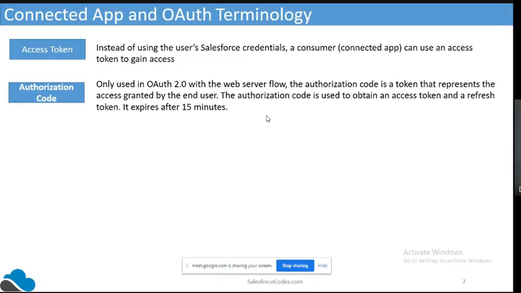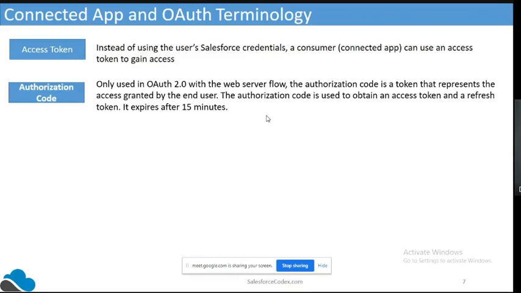With that authorization code, a second call will go to the Salesforce system: I have an authorization code, now please give me an access token for that authorization code. Based on the access token generated from the authorization code, you will call your Salesforce APIs. I know that is an additional layer of getting an access token with the help of the authorization code.